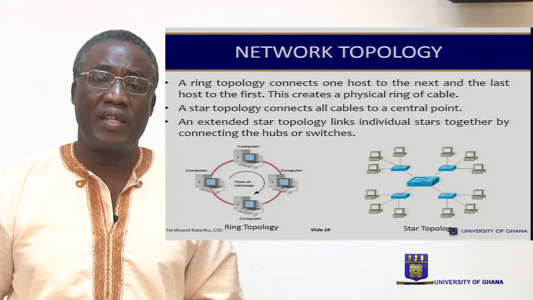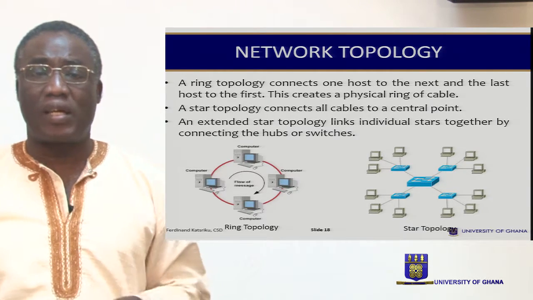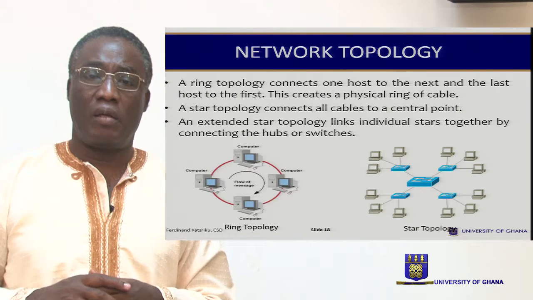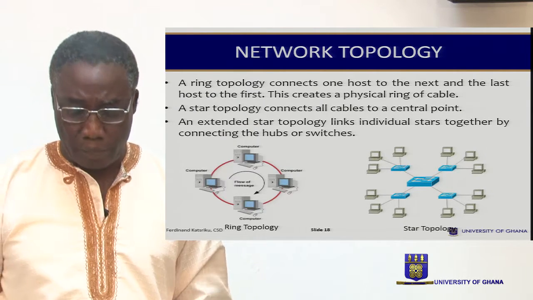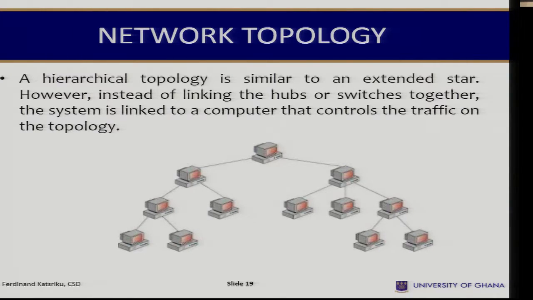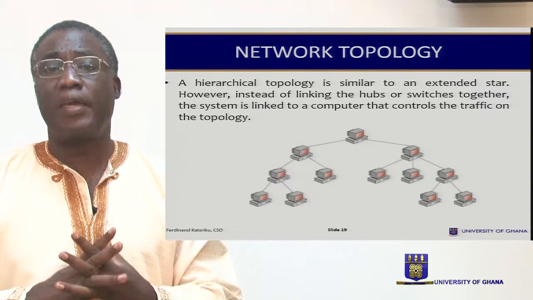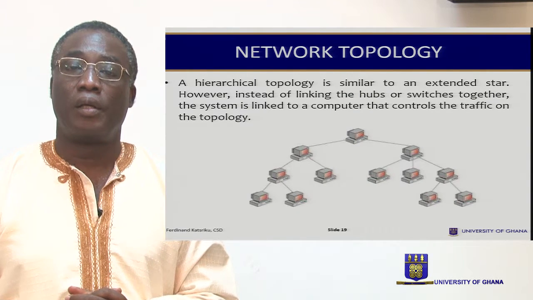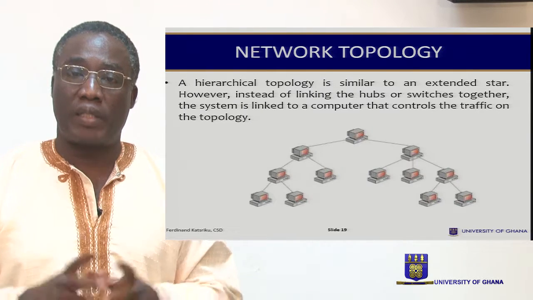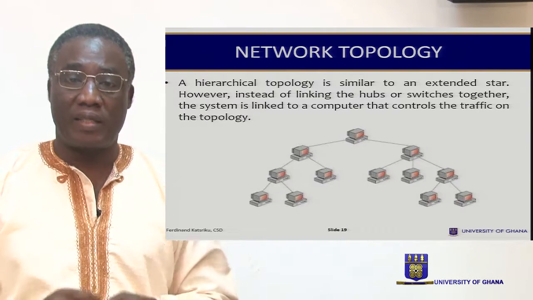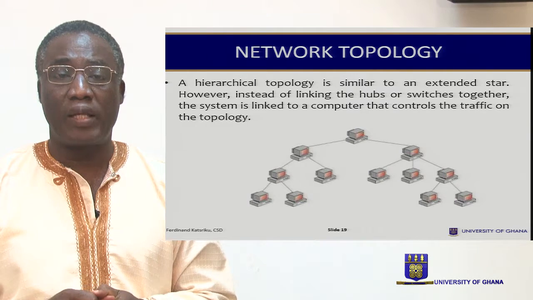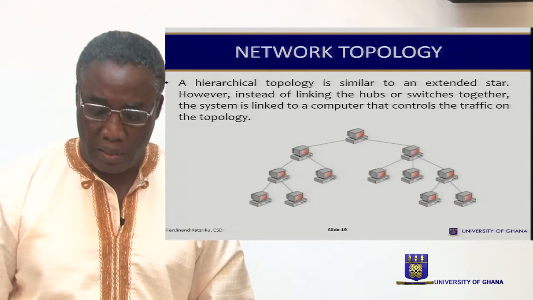You can also have an extended star topology, which links individual stars together by connecting the hubs or switches. You can also have a hierarchical topology, which is similar to an extended star. However, instead of linking the hubs or switches together, the system is linked to a computer that controls the traffic on the topology. So it's like a star. The main difference is that at the central point there, you use a computer that connects the various parts together.